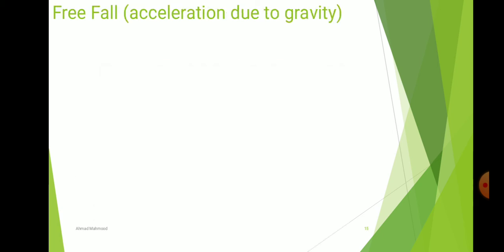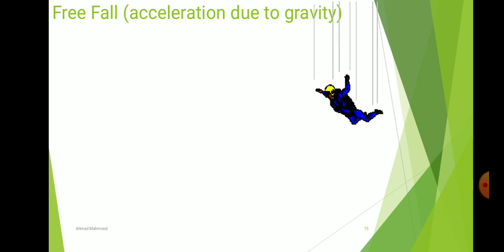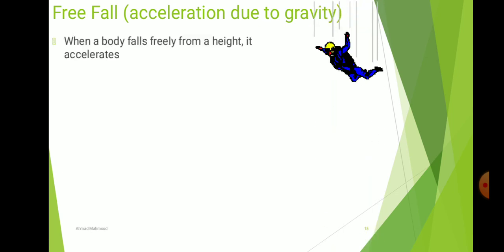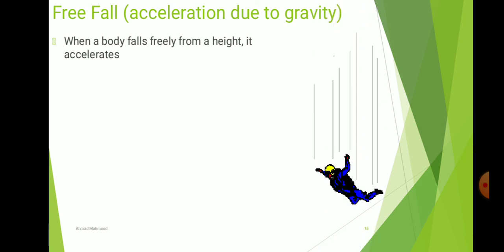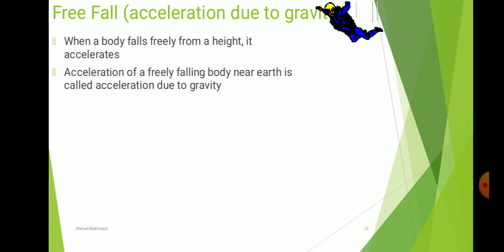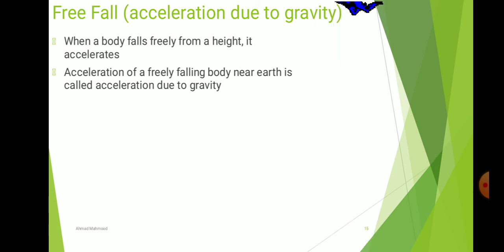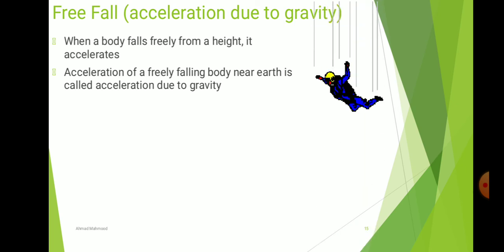Okay, then we have the last topic, which is free fall or acceleration due to gravity. For example, an object or a person is falling freely. When a body falls freely from a height, it accelerates, right? Its velocity changes. The acceleration of a freely falling body near the earth is called acceleration due to gravity.